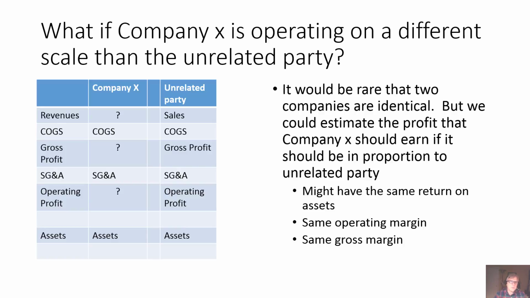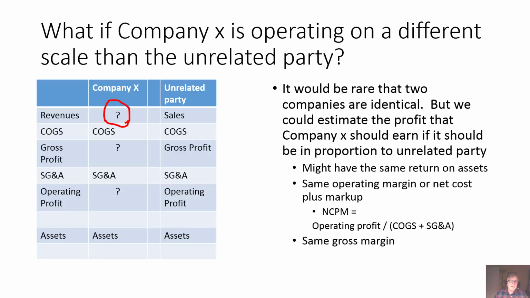And I've put down assets down below so that we know that may be a value that we need. If we have this information, we've got all of the information we know for the unrelated party. We could use that to fill in all of those missing things for company X. Now, what we're really trying to nail down here is what that revenue number should be. The other two are margins, and we can say, what if we earned the margin that the unrelated party earned? That might give us a way to calculate what our revenue number needs to be.